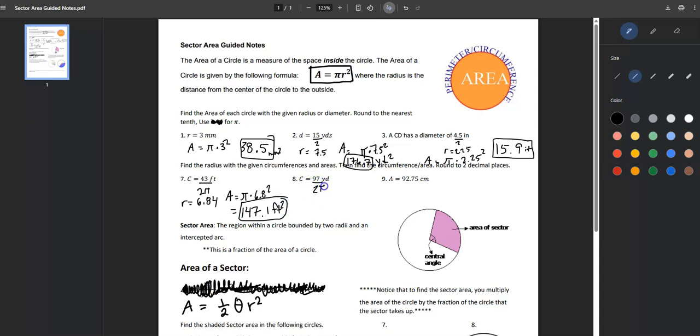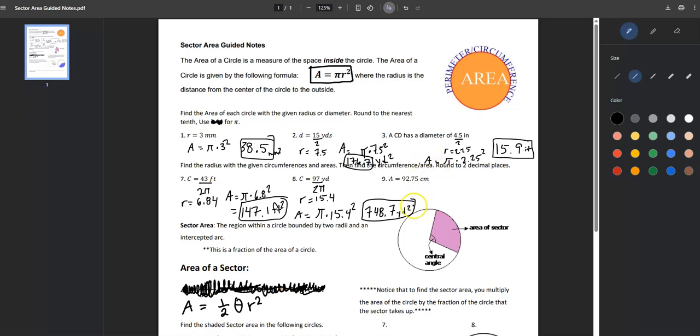This one, again, I'm going to divide by 2 pi to get that. Again, this should be like we did when we did this on day 2 as well. So my radius for this will be 15.4. And so to find the area, I'm just going to go pi times 15.4 squared. And so this one I get, again, 748.7. And this is yards squared.